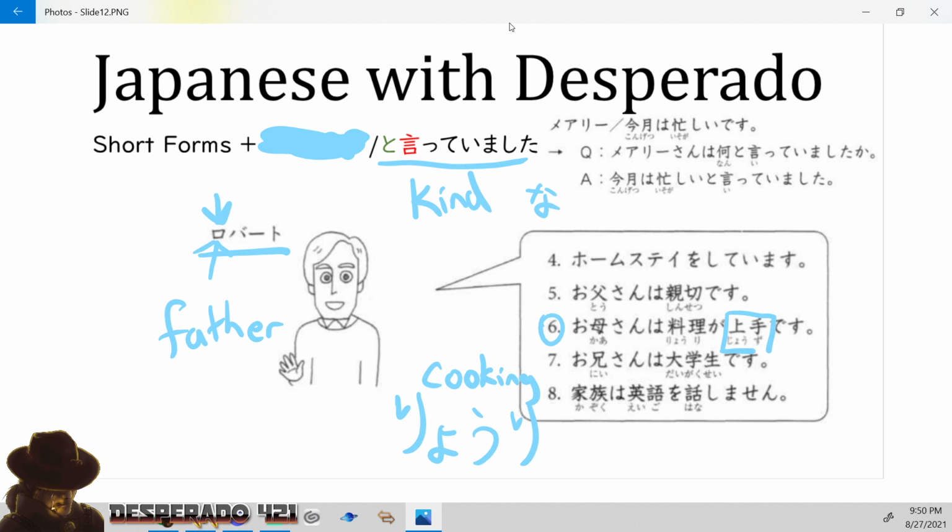Joe's. Yep. So Robato-san wa Oka-san wa ryori ga jozu. What was it again? Jozu da. Got it. Jozu da to ite imashita. Very good. Fantastic. It's oishi.